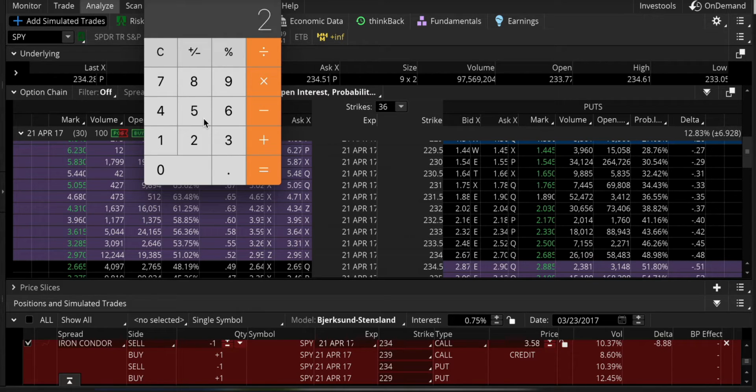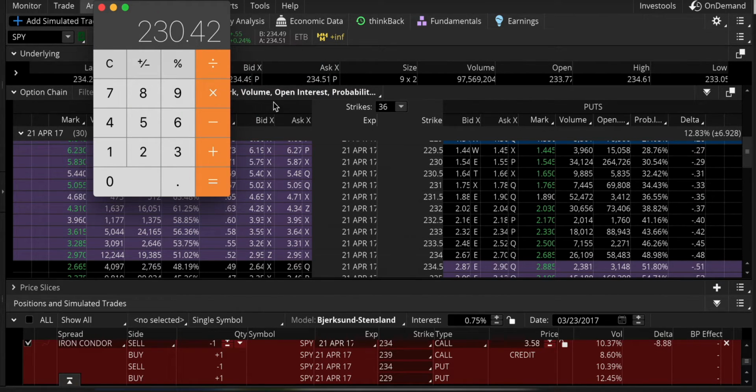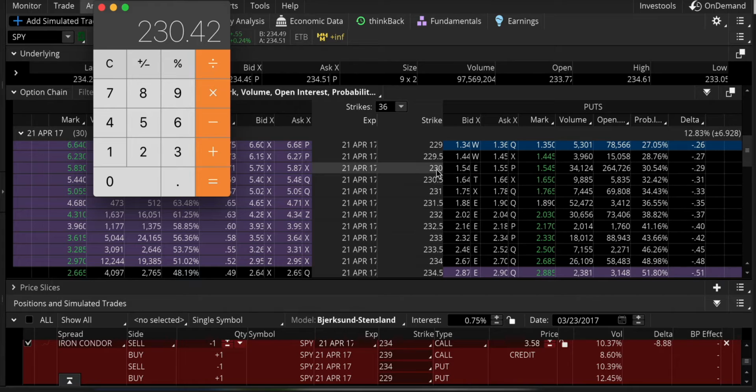So let's see, 234 minus $3.58. So on the put side, the break even is at 230.42, and for the probability at 230.42, I'm just going to go down here and use the probability at 230.50 to approximate that. So that's 32.42. So let's write that down. 32.42.